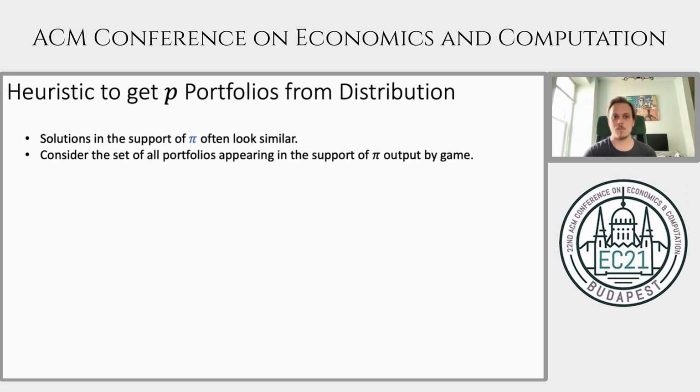So for example, imagine that we're trying to find sets of 3 portfolios. It could be that the first solution in the support of the distribution output by the algorithm contains these 3 portfolios. The next point in the support contains these 3, and a different solution contains these 3. One idea for converting this distribution into a set of exactly P equals 3 portfolios is to try to remove redundant portfolios from this union.